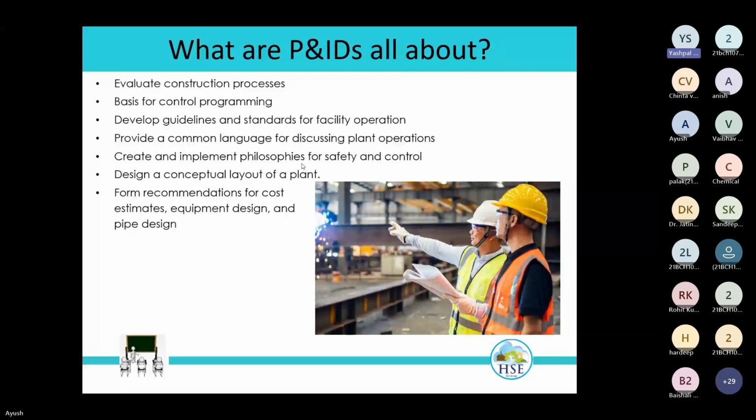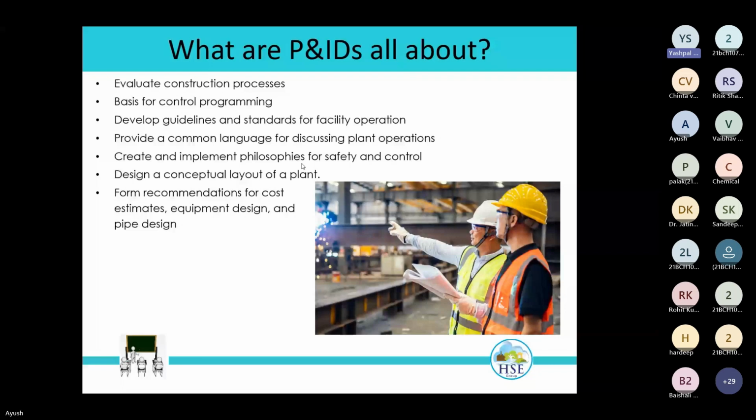So what is P&ID all about? As we just discussed, P&ID helps evaluate the construction process. In construction, a lot of activities are involved. Like if you want to make a foundation of the pump, the P&ID helps us in defining these things: what should be the distance, what will be the piping requirements. The second point is that it is the basis for control programming, and for developing guidelines and standards for facility operation. Through P&ID, we prepare a standard operating procedure. That is the basic document for preparing the standard operating procedure.